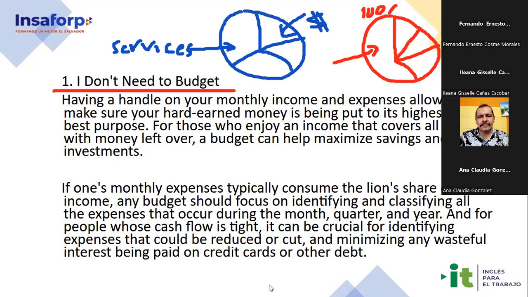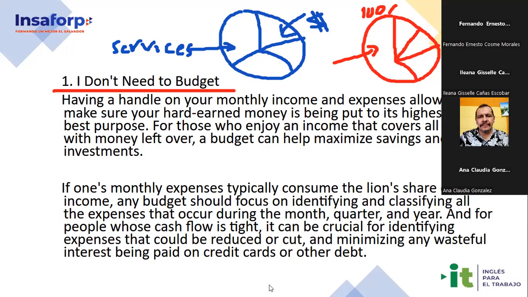I realized that from the 100% percentages, I was paying, for example, 10% of my income to the internet, another 10% of my income to the cell phone, and those were things that I need, but not for the highest price.